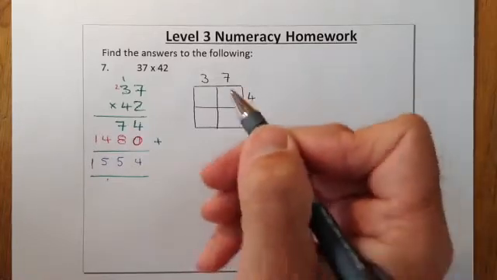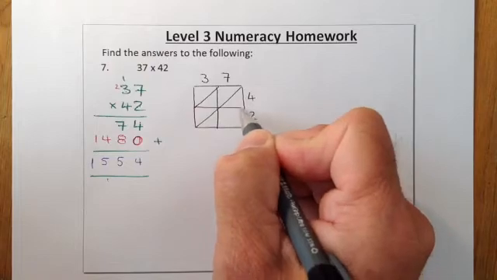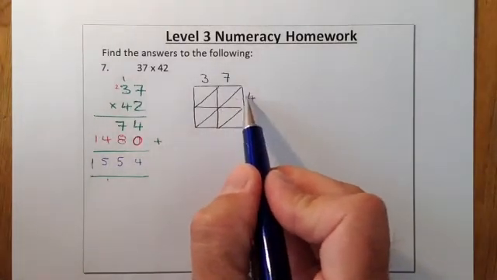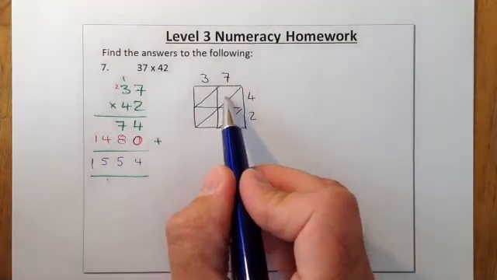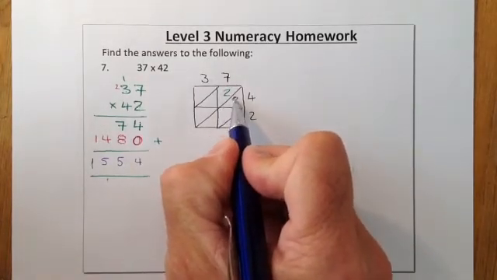What I'm going to do is draw some diagonal lines on this box here, just along like that there. If you use a ruler, it would be a lot neater. But for speed, I'm just going to do it this way. Now for each box, I'm just going to multiply the 7 by the 4 to get my answer in there. So that will be 28.